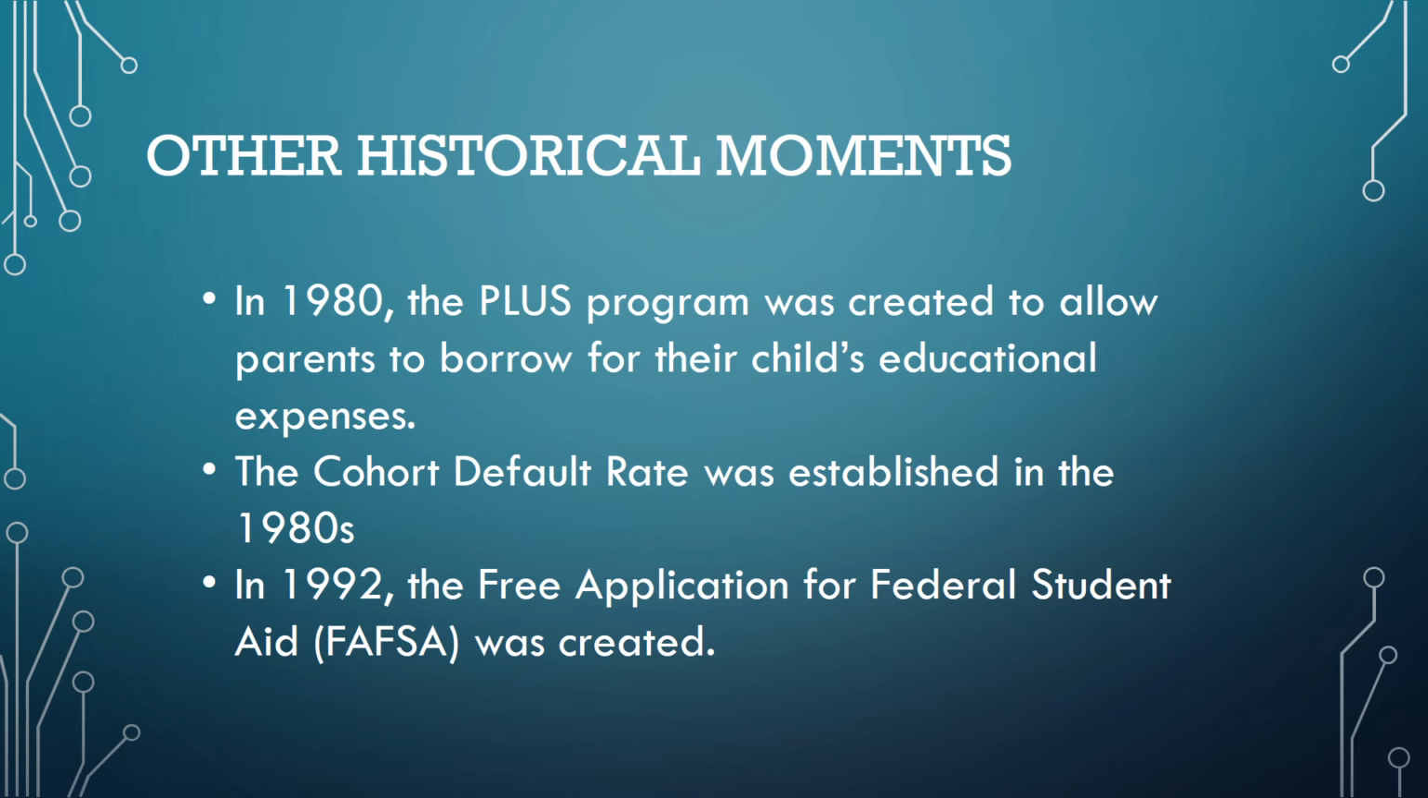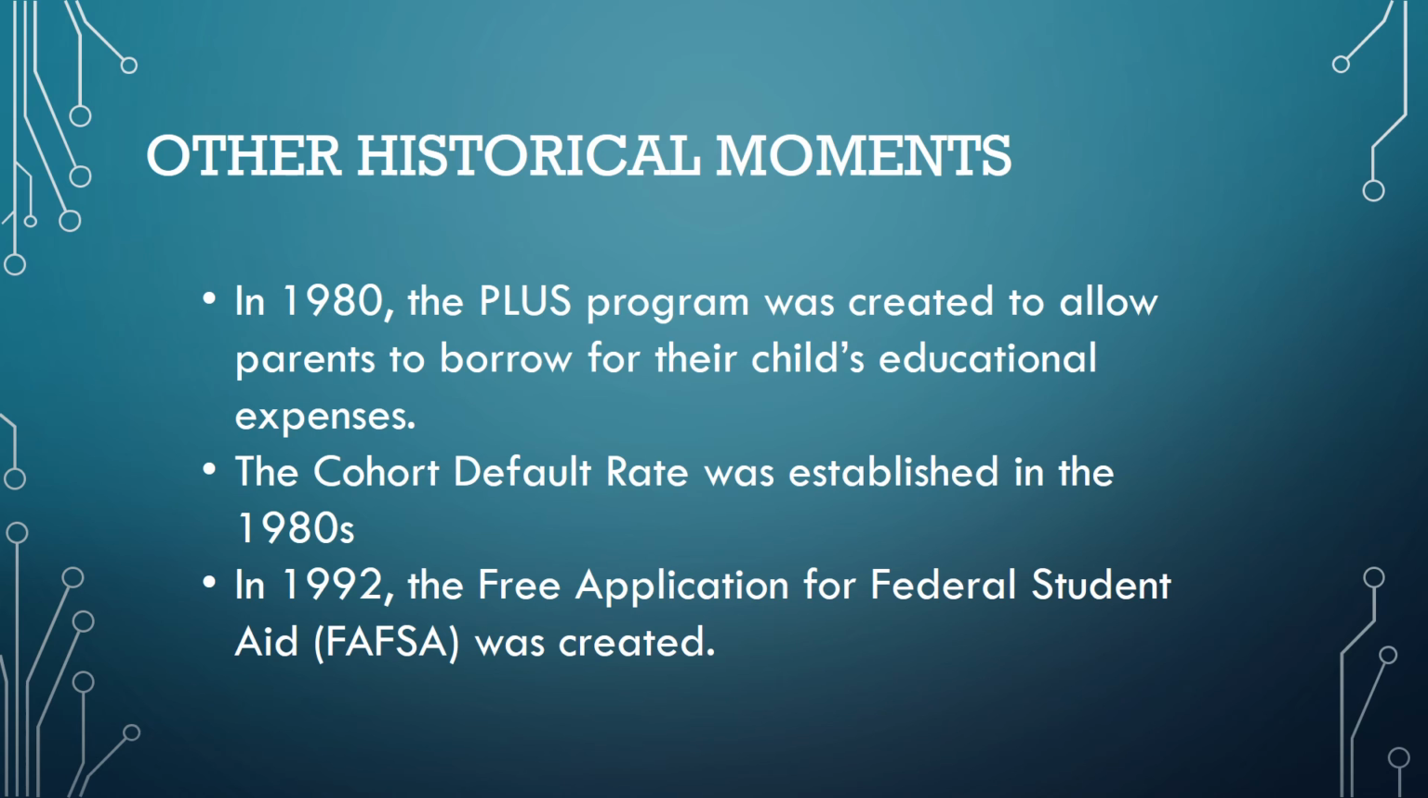In 1980, the PLUS Loan Program was created, which allowed parents to borrow loans for their child's educational expenses. The PLUS Loan Program was intended for dependent students and at the time had an annual loan limit of $4,000 and an aggregate loan limit of $20,000. These numbers are drastically different from today's PLUS loan limits. And just a fun fact, PLUS originally stood for Parent Loan for Undergraduate Students, which that acronym is now obsolete due to the PLUS graduate loans.